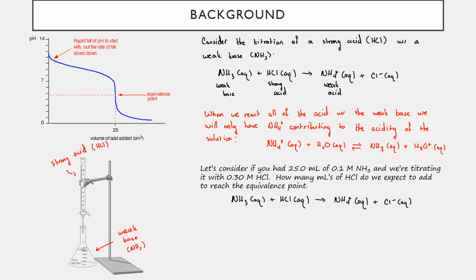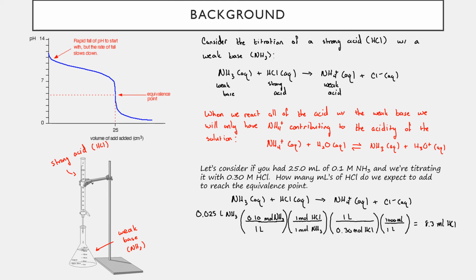So we have the reaction of NH3 plus HCl to give us the ammonium and the chloride, and that's the neutralization reaction we're interested in. We know we had 25 milliliters of this 0.1 molar NH3 sitting in the Erlenmeyer flask, and that's where we start our calculation. From there we can figure out the number of moles of NH3. We know those react in a 1-to-1 fashion according to the balanced equation we have above.